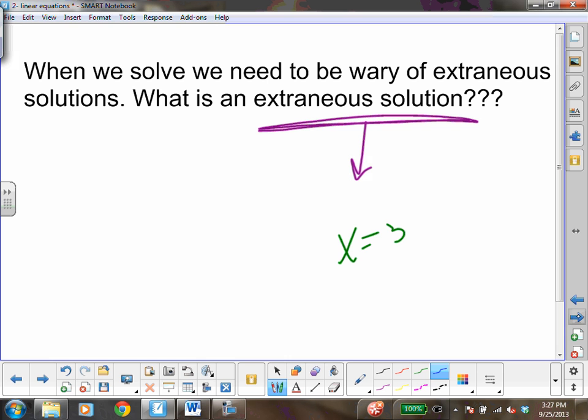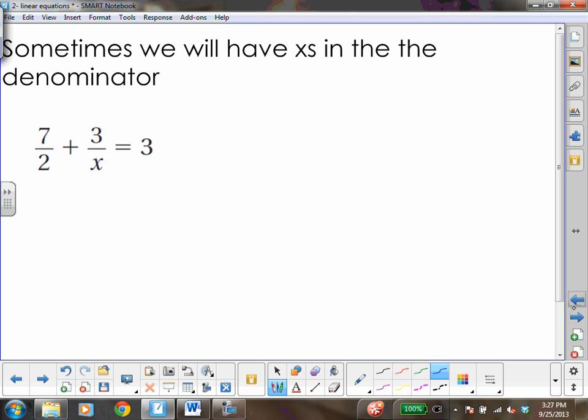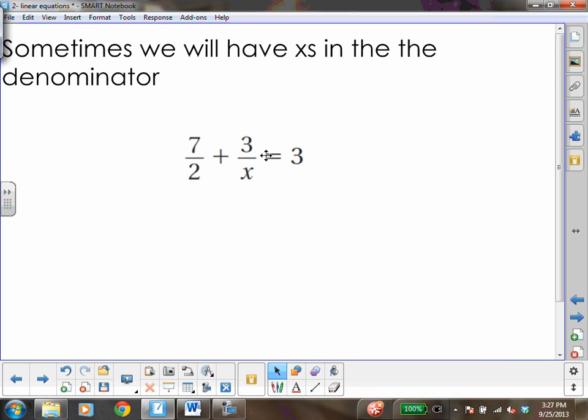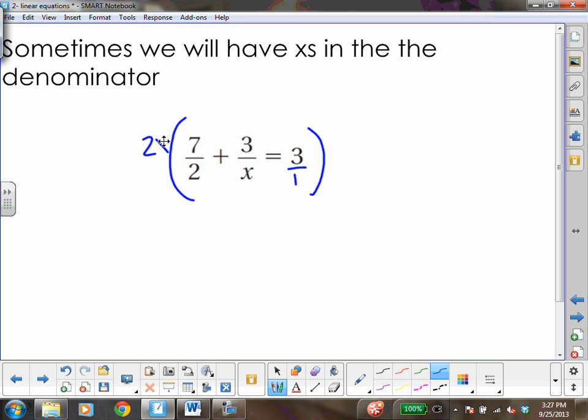But sometimes we end up with solutions that are not valid. So we want to be aware of those and make sure we check our solutions. X's in the denominators can often lead to extraneous solutions, so we want to be careful when we do this. We can approach it the same way we did the first example, by multiplying by the common denominator. The common denominator between 2x and 1 would have to be 2x.